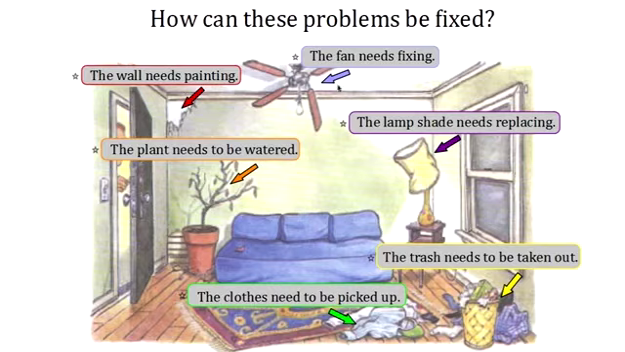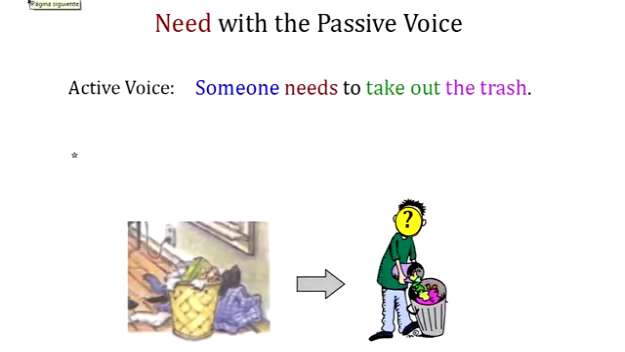Okay? So we're going to look at the grammar in these sentences to talk about how to find solutions or what needs to happen in certain situations. Okay, so the first one we're going to look at is using need with the passive voice. But if you don't remember what the passive voice is, let's just remember the active voice. So this sentence is the active voice. It says, someone needs to take out the trash, right?